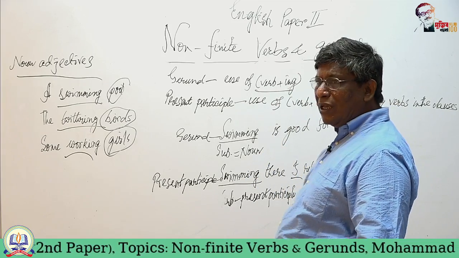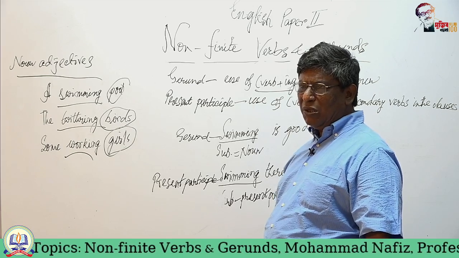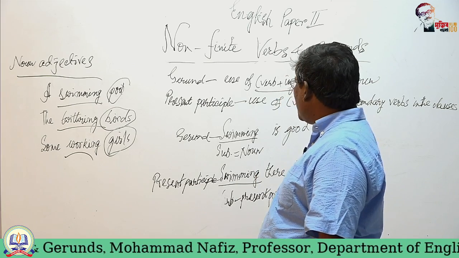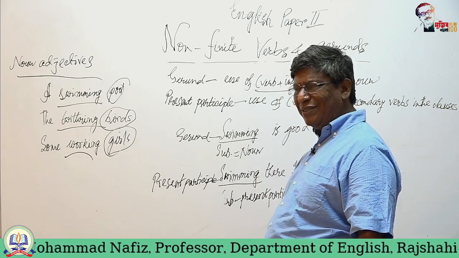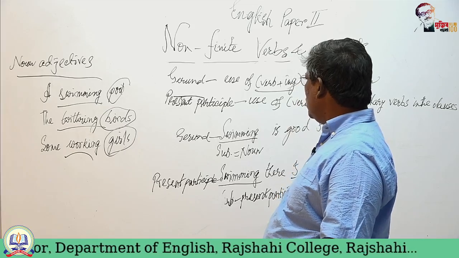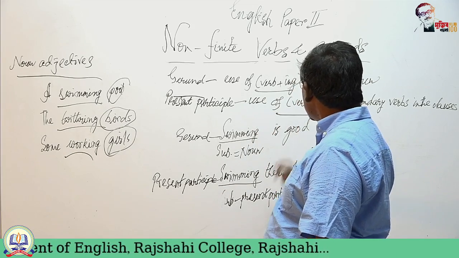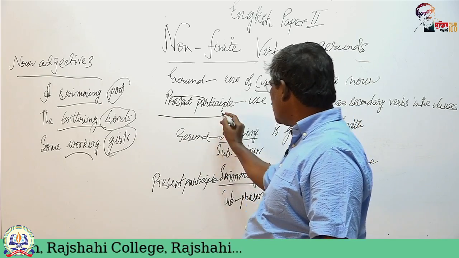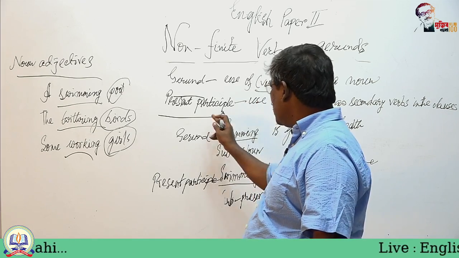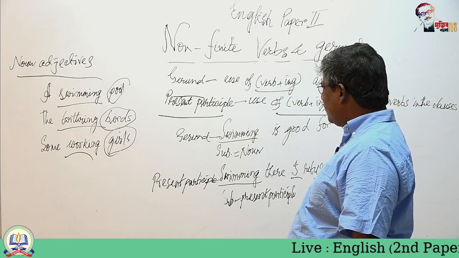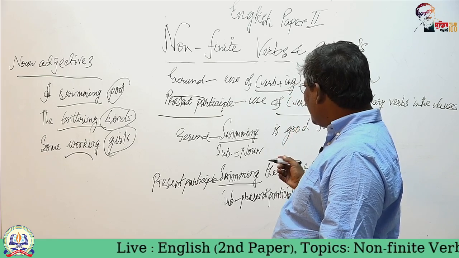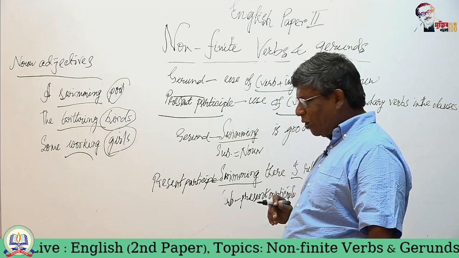So I think you have got the idea of the difference between present participles and gerunds. When the base form of verb added with an ing is used as a noun or noun adjective, they are called gerund. And when the same thing, base form of verb plus ing, is used as a verb, as the secondary verb in the clause, they are called present participles or non-finite verbs.